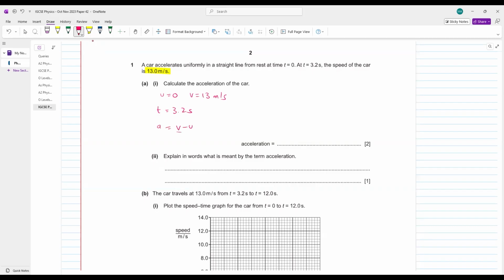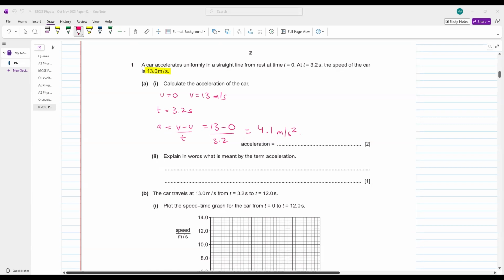Yes, v minus u divided by t. What is your final speed? 13. What is your initial speed? 0. What is your time? 3.2. Can you calculate the acceleration? Haanji. 13 divided by 3.2. What does your acceleration come out to be? Your acceleration is roughly 4.1 meters per second square.